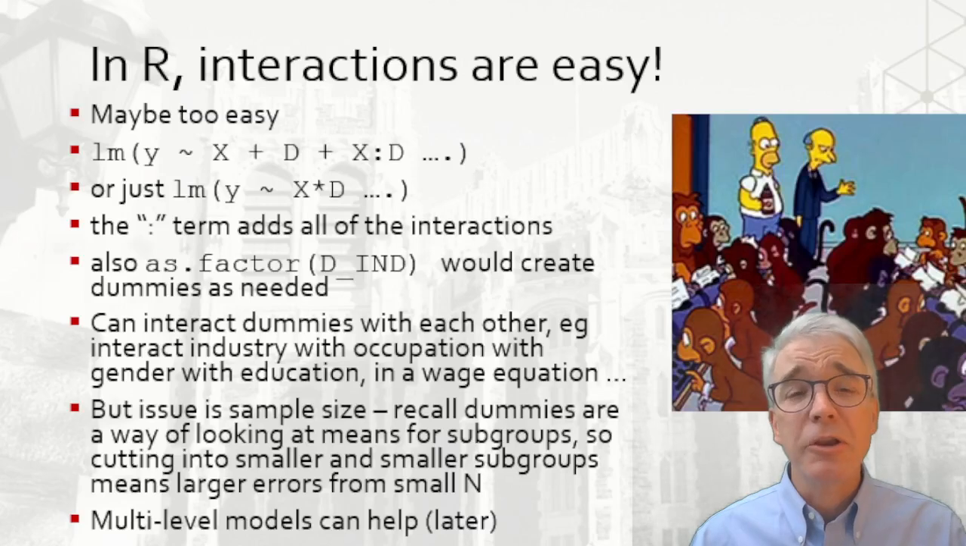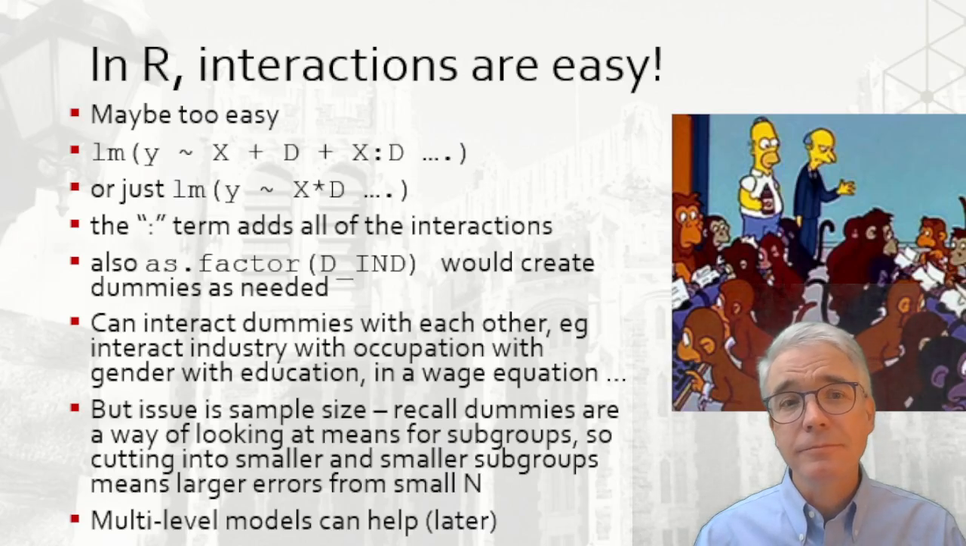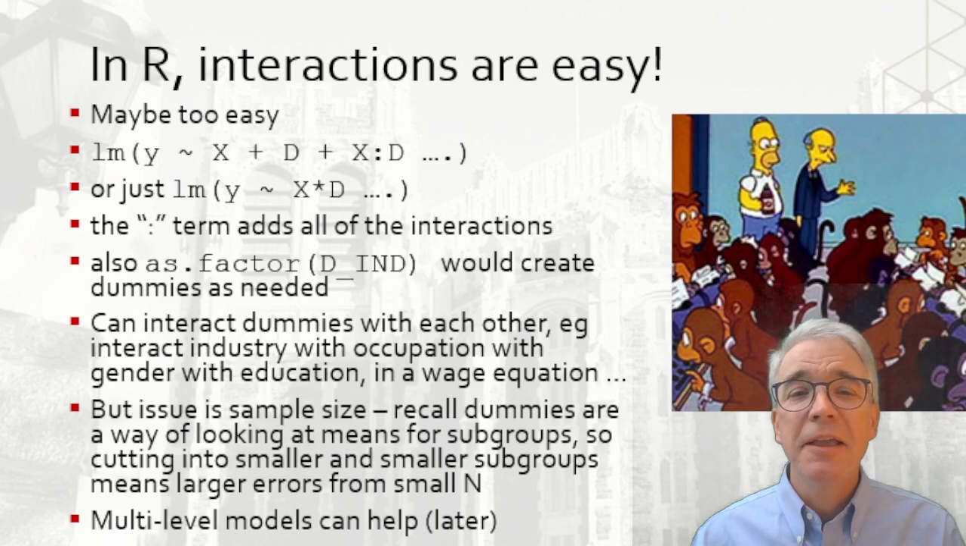In R, you do a linear model of y is x plus d plus x colon d. That colon there is telling R to include all the interactions. An even shorter notation is just x star d. It will estimate the separate individual coefficients plus all the interactions. That can be very efficient if you know what you're doing. Sometimes it's a little crazy-making if you're left wondering where all that output came from. In the data sets we're using, sometimes you tell R to treat certain variables as factors. That'll create the dummies that are needed, and you can interact them together to your heart's content.